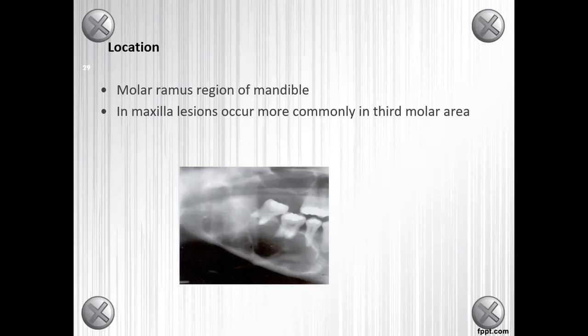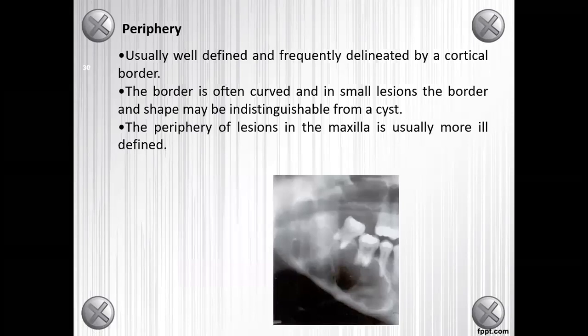Afterwards, it occurs usually in the third molar areas. If you see this picture, you can see multiple locules: one, two, three, four, and one more, five. So there are 5 locules present in this picture. The periphery is usually well-defined. You can see curved or small scalloped lesions in the border.